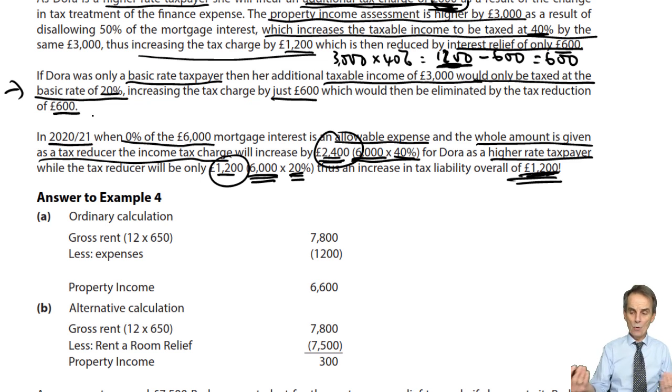So the movement between the property income assessment and the tax reduction is such that the income assessment has gone up, creating an extra tax charge to begin with of £600, but is matched by the self-same £600 tax credit, tax reduction there. So basic rate taxpayers are unaffected.